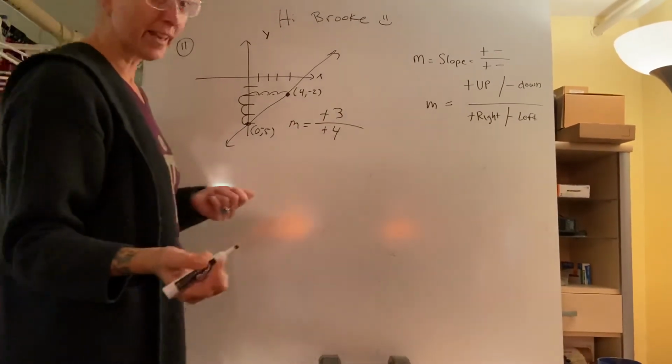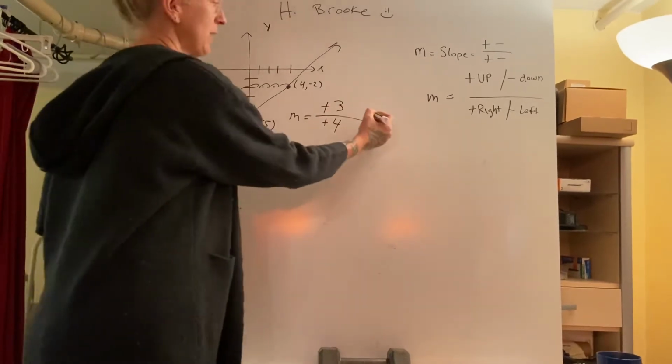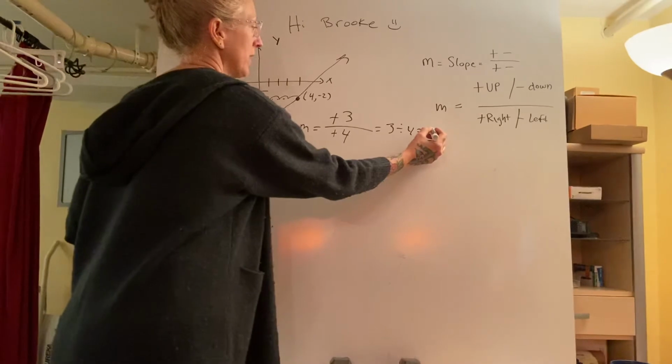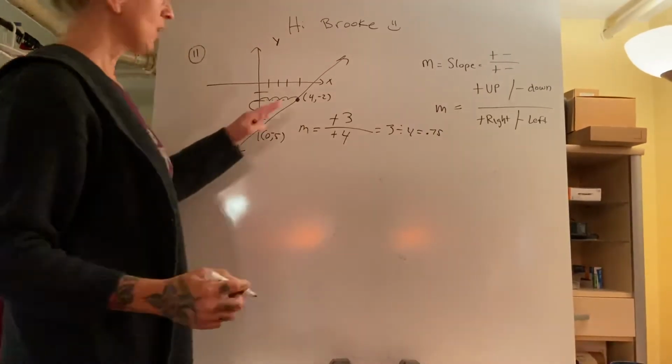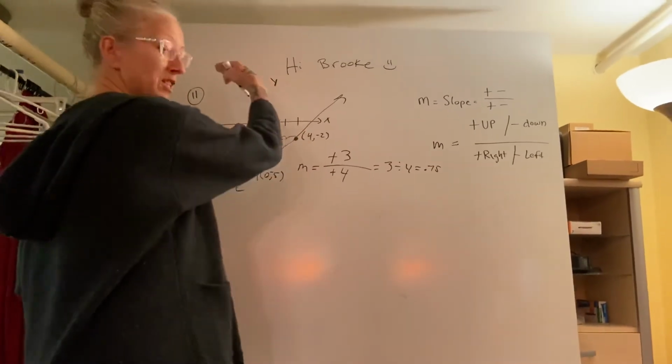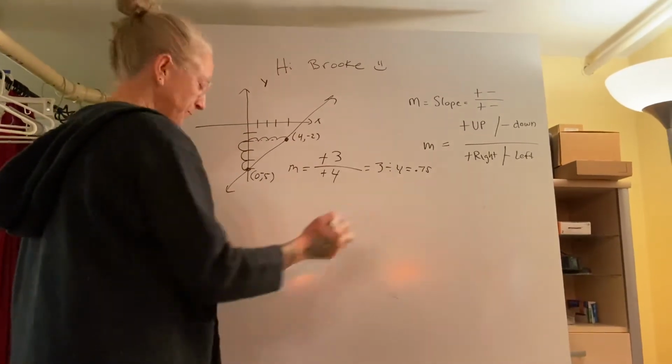And if you want to get that as a decimal, you just divide 3 divided by 4. 3 divided by 4 equals 0.75. And the slope is positive because it's going up from left to right. If it's a negative slope, it's going down from left to right.